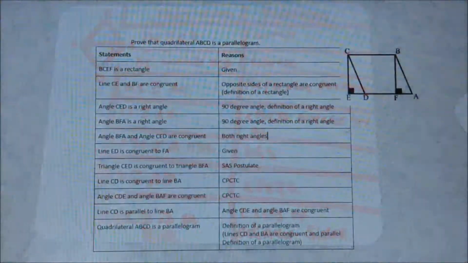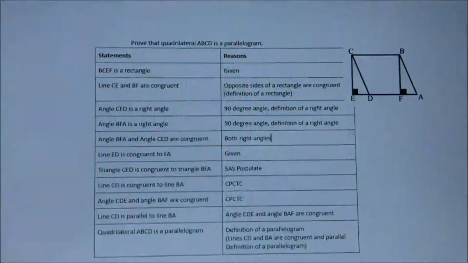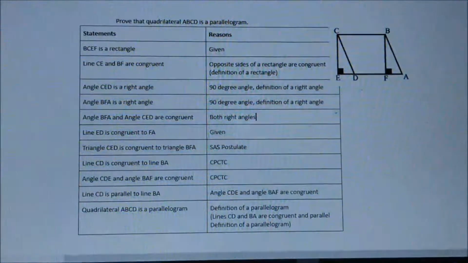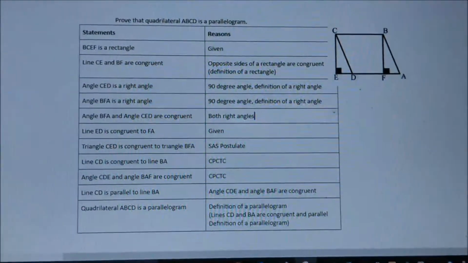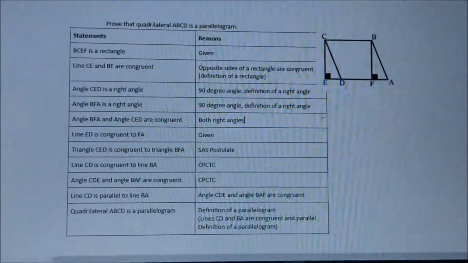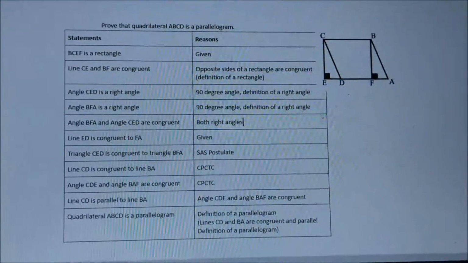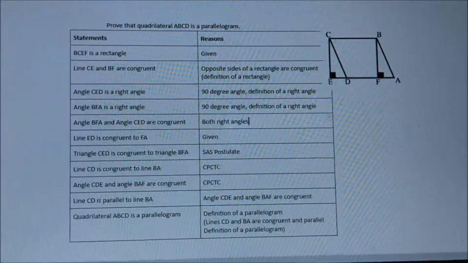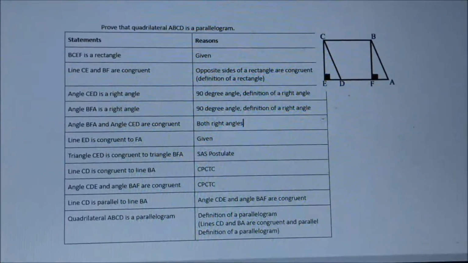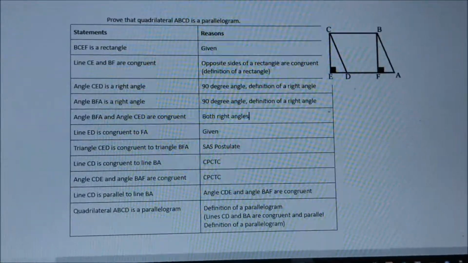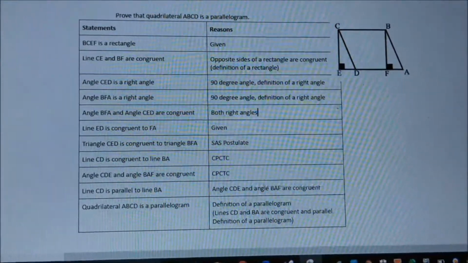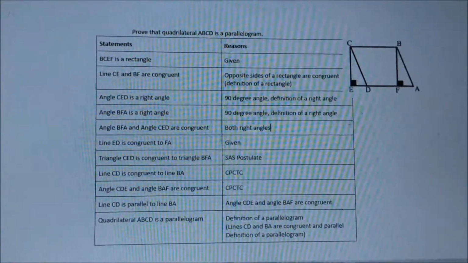Prove the quadrilateral ABCD is a parallelogram. So first, we can see that BCEF is a rectangle, and that's given to us. And then, because of this, lines CE and BF are congruent because opposite sides of a rectangle are congruent. And then angle CED is a right angle because it's 90 degrees, and that's the definition of a right angle.